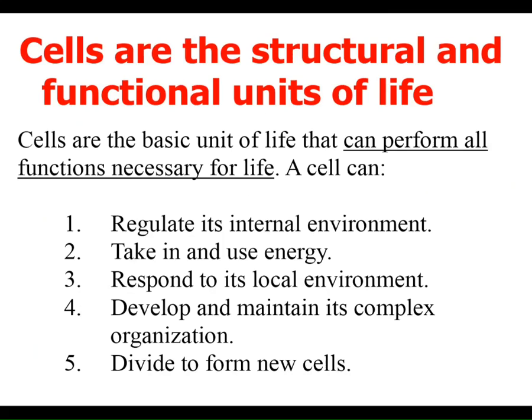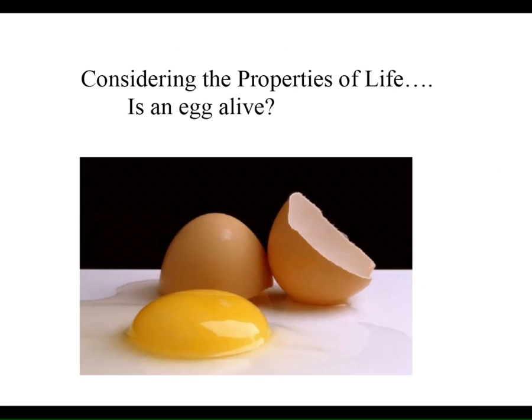So let's think about it. Does a cell have its own internal environment? Right? A cell has its own homeostasis, has its own metabolism. It takes in energy and it uses it. Every individual cell responds to its local environment. It's being influenced by its neighboring cells and by hormones. Every cell is itself made up of complex organization, like the organelles that make up cells, and every cell will divide to make more of itself. So this is why cells are considered living, because they meet this basic list of life.